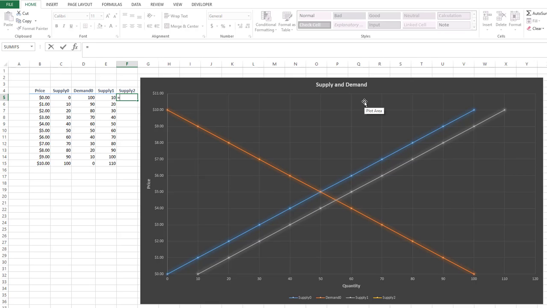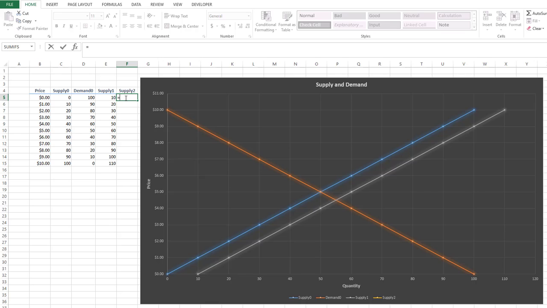On a graph like this, increasing the supply curve or shifting it up is really shifting it to the right. When we shift the supply curve to the right, you'll see that at $1 before the quantity supplied was 10, now the quantity supplied is 20. At $5 before the quantity supplied was 50, now at $5 the quantity supplied is 60. So shifting the supply curve to the right means an increase in supply at every given price point.